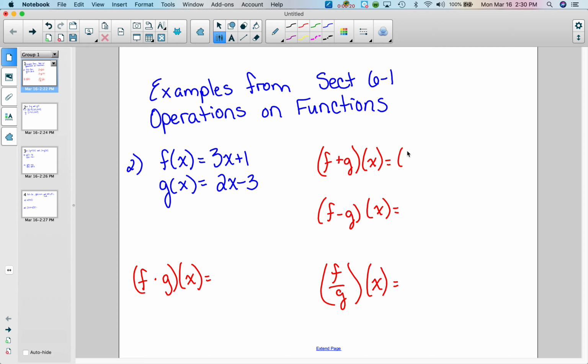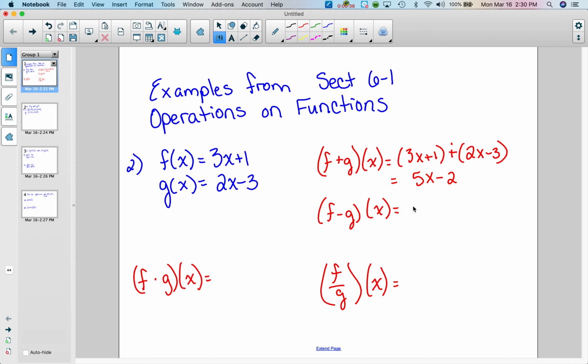So we're going to have 3x plus 1 plus 2x minus 3, and you're just going to combine like terms. So when you do that, you get 5x minus 2. So pay attention to the signs there.